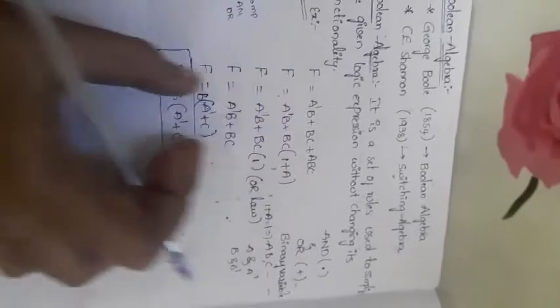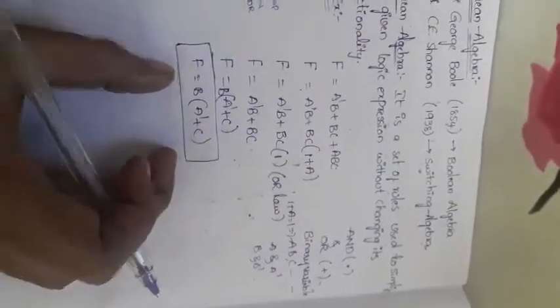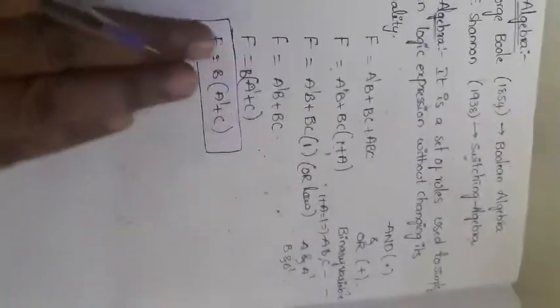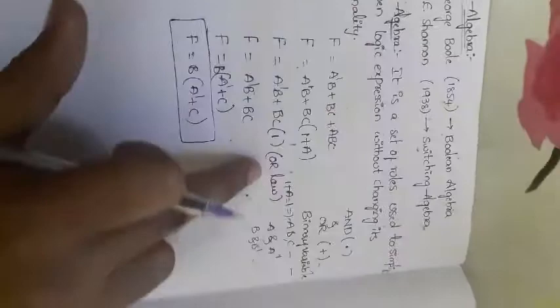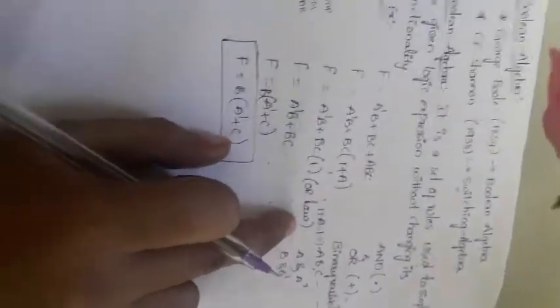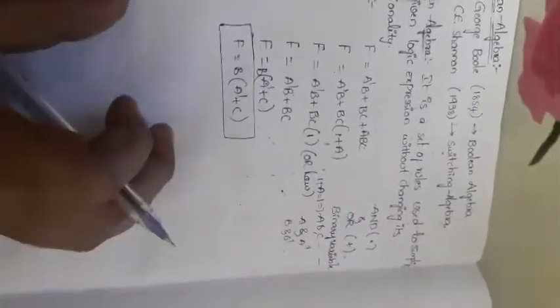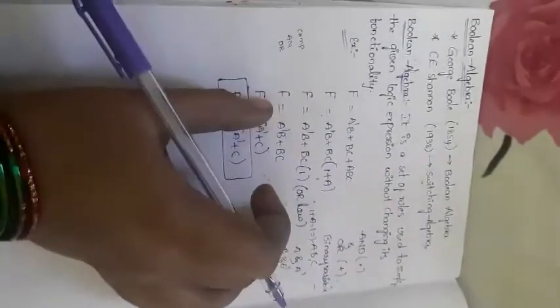So by using some set of rules we can simplify the given logic expression. This logic expression can be reduced like this, by using the set of rules. We will see those rules one by one now. This is the general definition of Boolean algebra. Now we will see what rules we have in Boolean algebra, and how many.